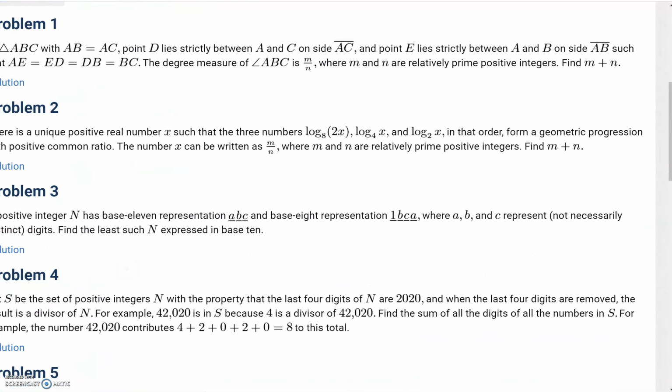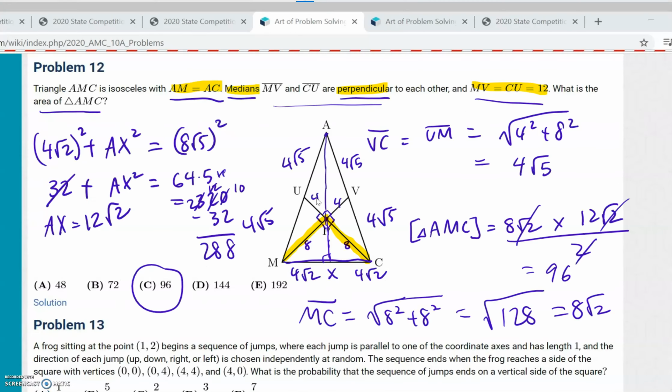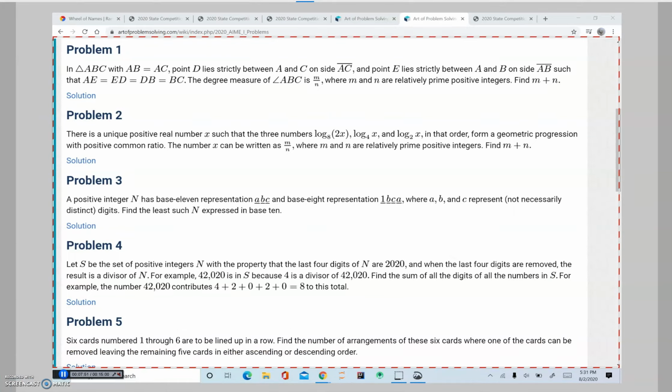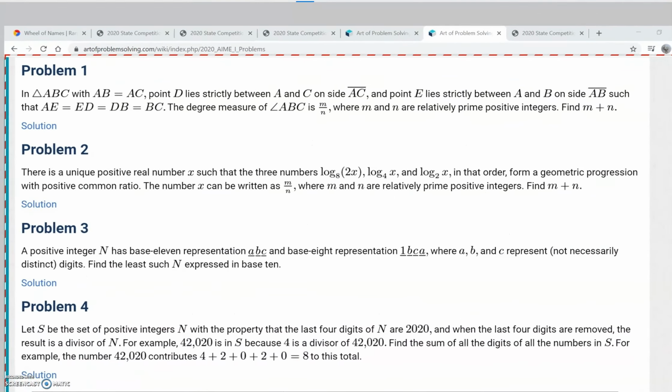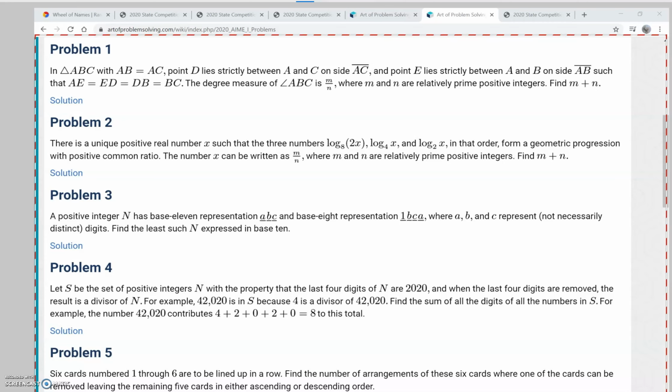I'm going to zoom in here so that I can get a good snip. And let's take a snip of this. Alright. Sorry that some of the other problems are in the way. But I think we can make it work. Alright, so let's read the problem.